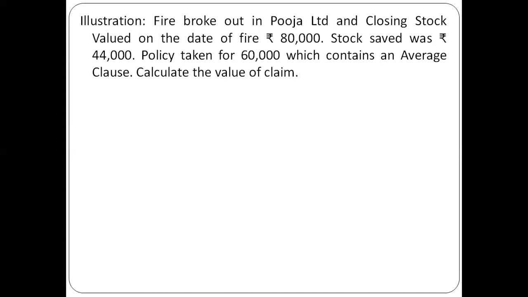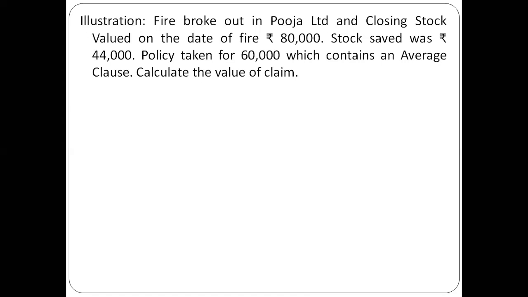Policy was taken for only 60,000. See, we are maintaining a stock of 80,000, but we have taken a policy of only 60,000. So this is called underinsurance, which contains an average clause. So the policy contains a clause called the average clause. Calculate the value of claim. How to calculate the value of claim?